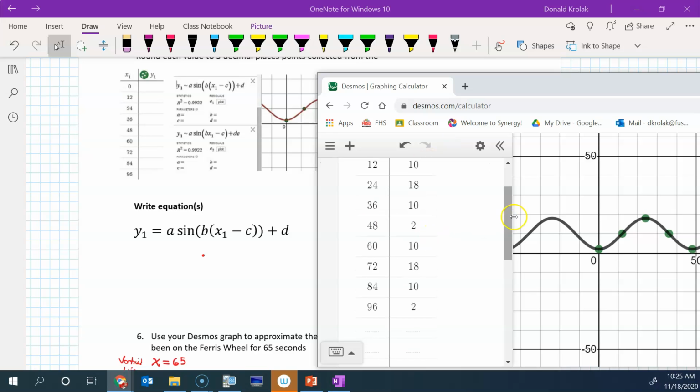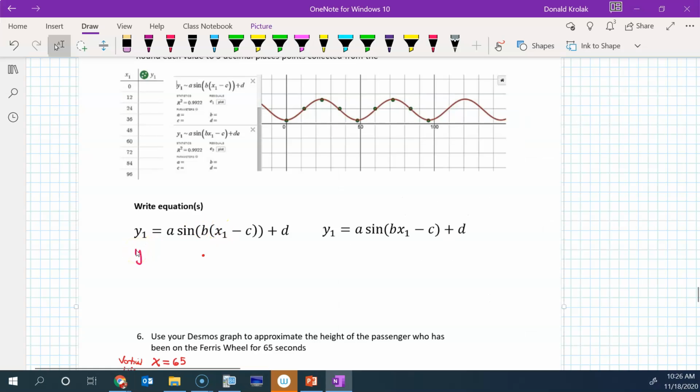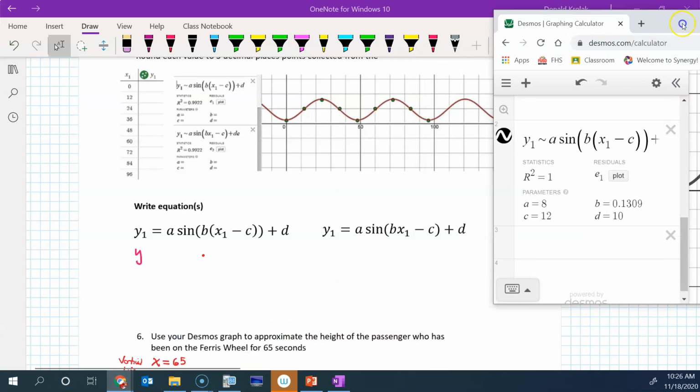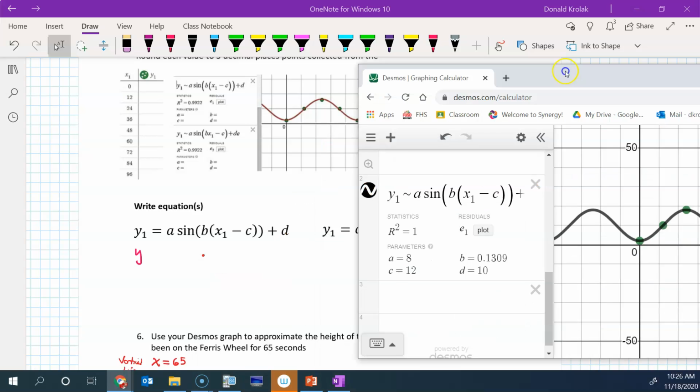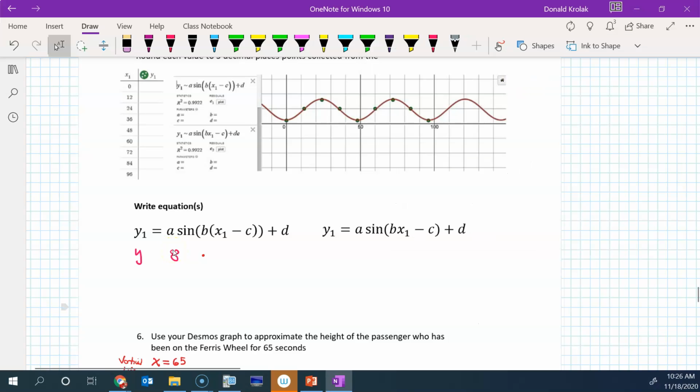All right, so my equation here is y1 is 8. B is 0.13. And that's your regression equation.